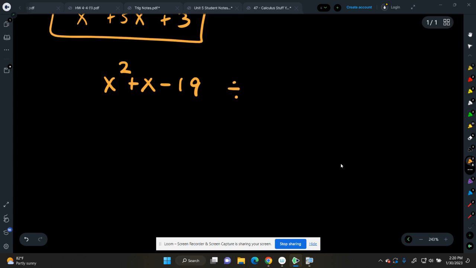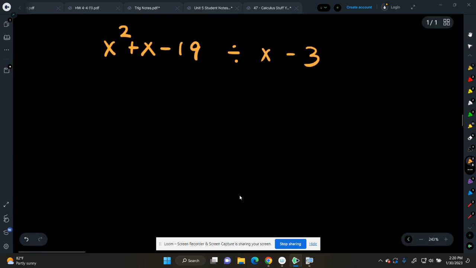Okay, so the first one, we have x squared plus x minus 19 divided by x minus 3. I want you to all pay attention. What goes in the corner? Positive 3. Good. What numbers do I write along the top? 1, 1.